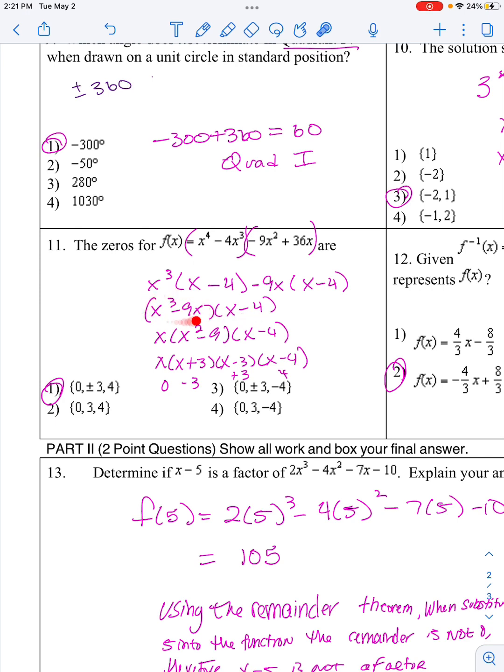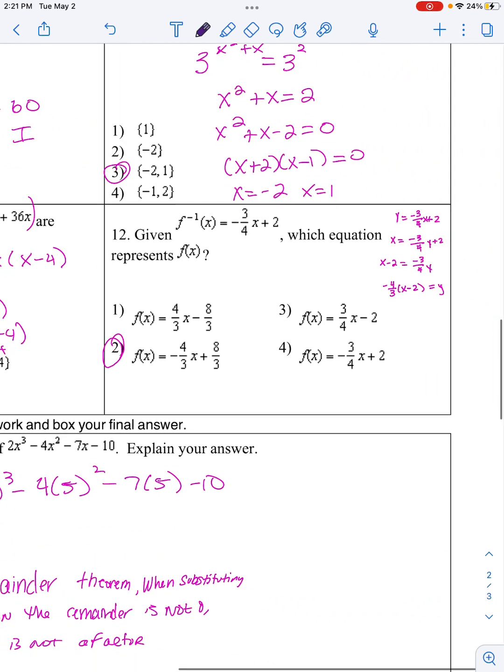This can get factored once again. Factor out an x. We're left with x times x squared minus 9 times x minus 4. This again can be factored. This is difference of two squares. So bring the x down. So it's x times x plus 3 times x minus 3 times x plus 4. So if you do the t-chart, you get x is equal to 0, -3, +3, and 4.